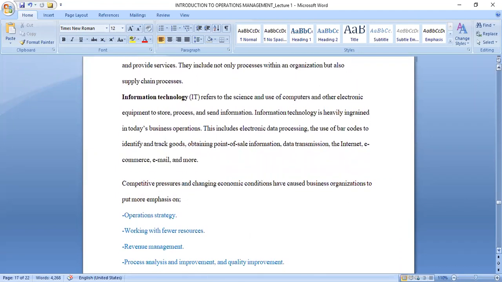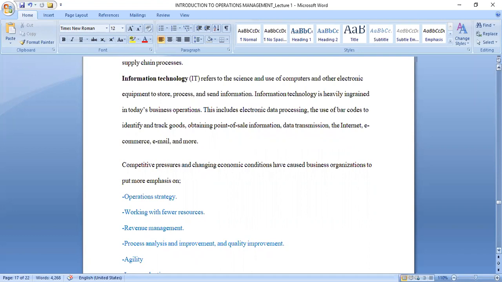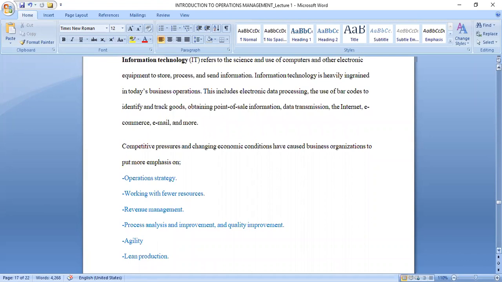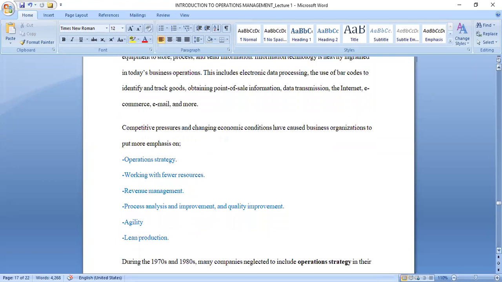And then information technology, we are basically using computers and the internet to do this kind of business, to get information, to store information, and to send this information. Those are the types of technology: product and service technology, process technology, and information technology.